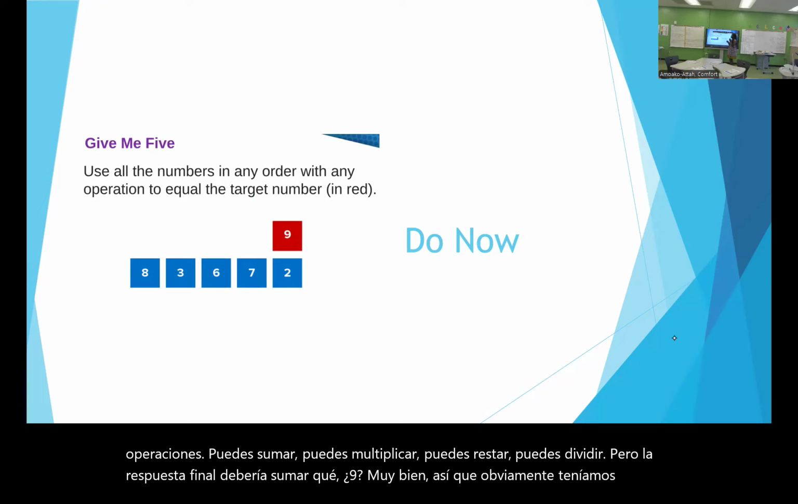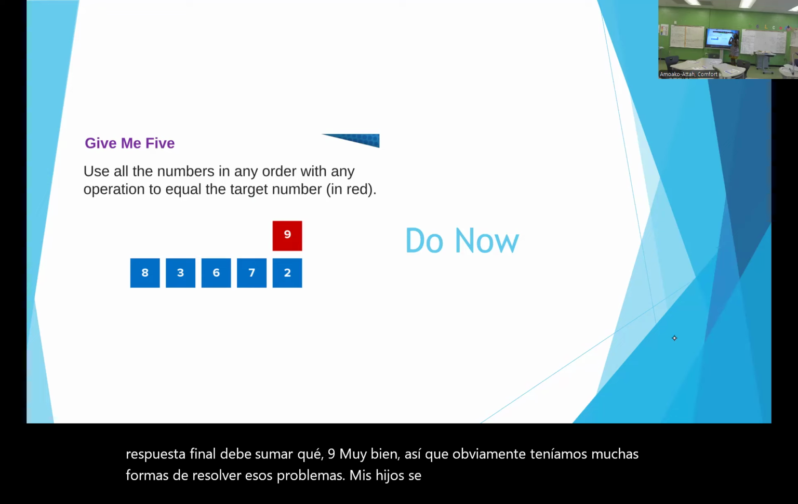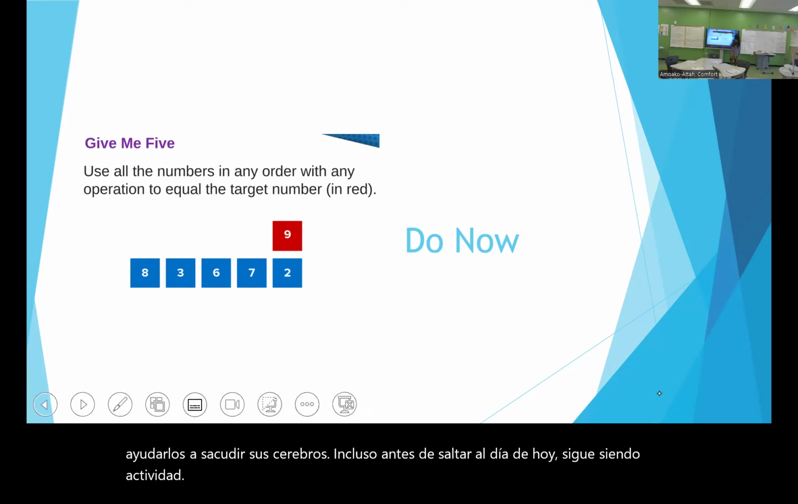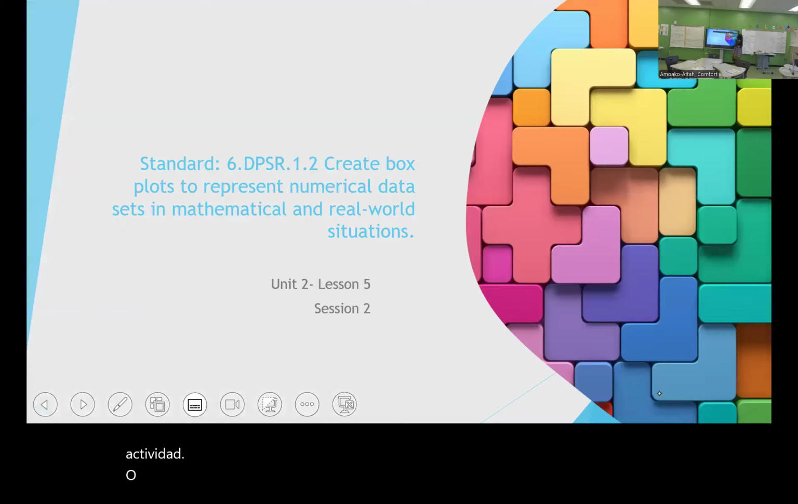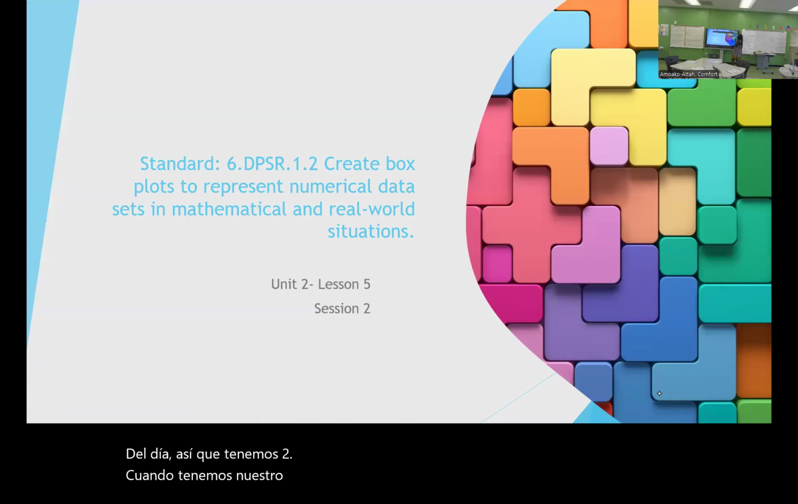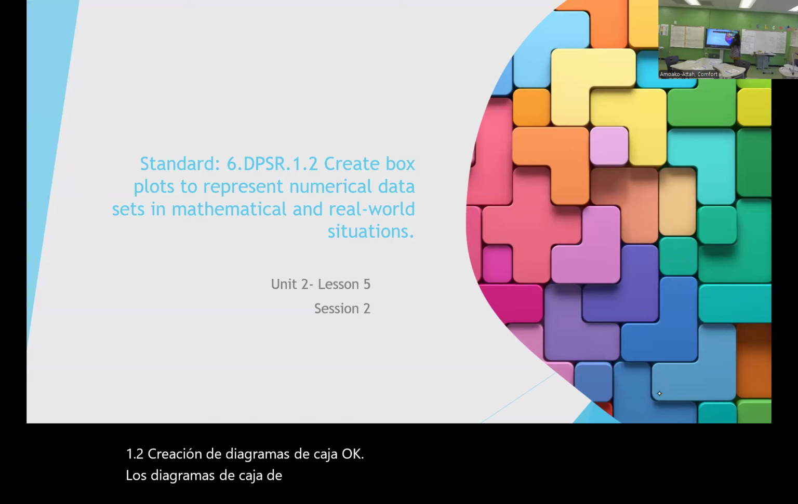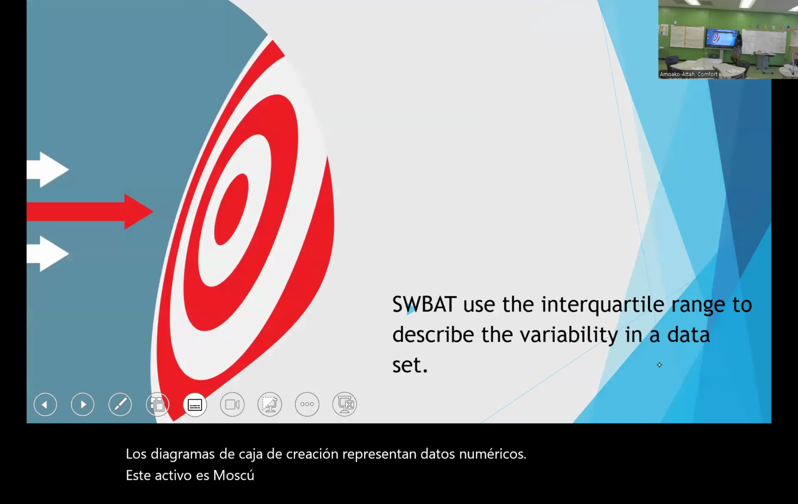Obviously, we have so many ways of solving these problems. My kids get awesome on this. It is to help them rack their brains even before we jump into the main activities of the day. So that is the do now. Then we have our standard for today: 6.DPSR 1.2, creating box plots to represent numerical data sets in mathematical and real world situations.